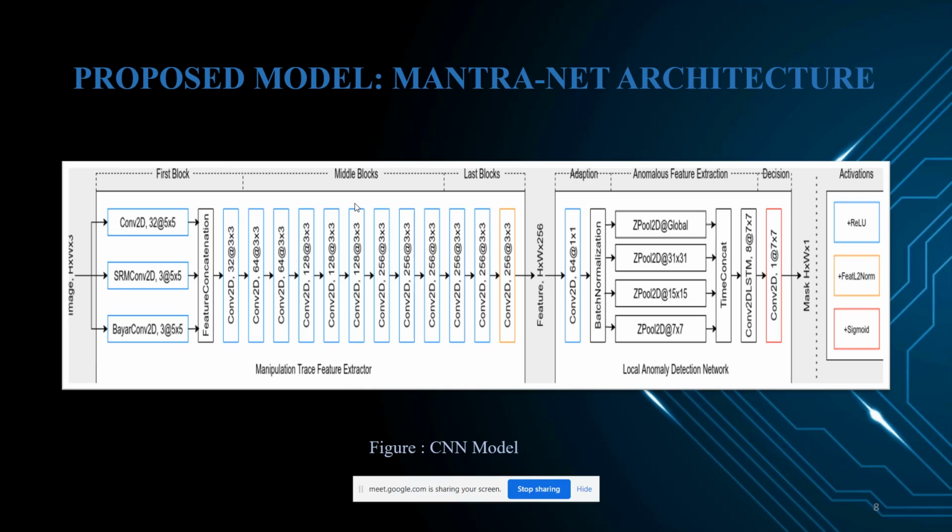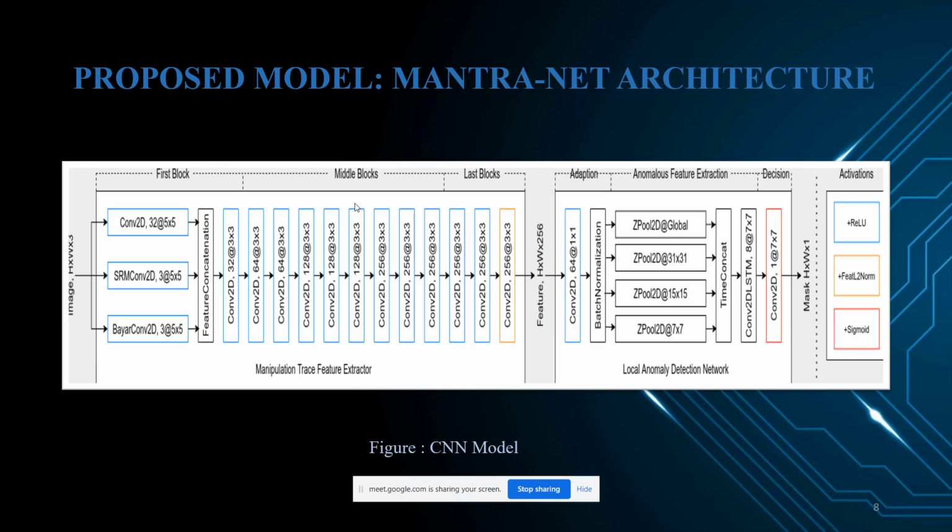So here we used a ManTra-Net based on a CNN. The model is a fusion of two separate neural networks, the first network being a feature extractor for detection of image forgery and the second network being a local anomaly detection network. The first neural network extracts those features from an image which are suggestive of its manipulation to create a unified feature representation for both the networks, whereas the second neural network localizes the forged regions in an image.